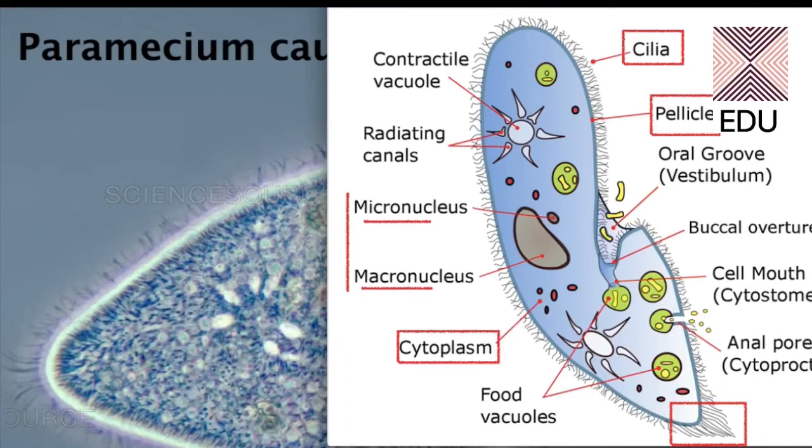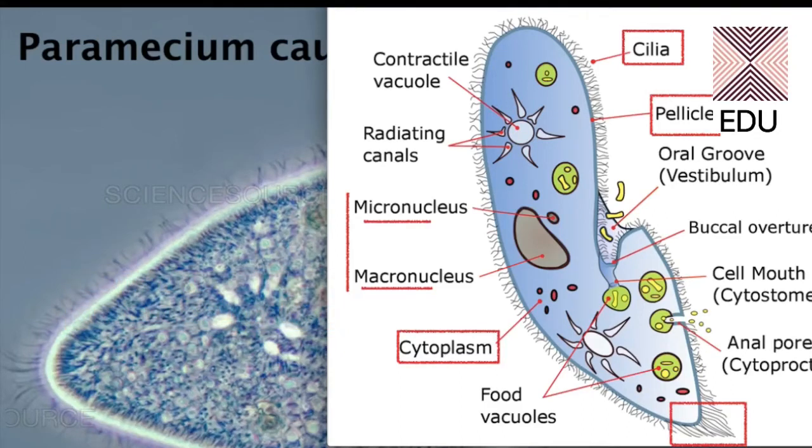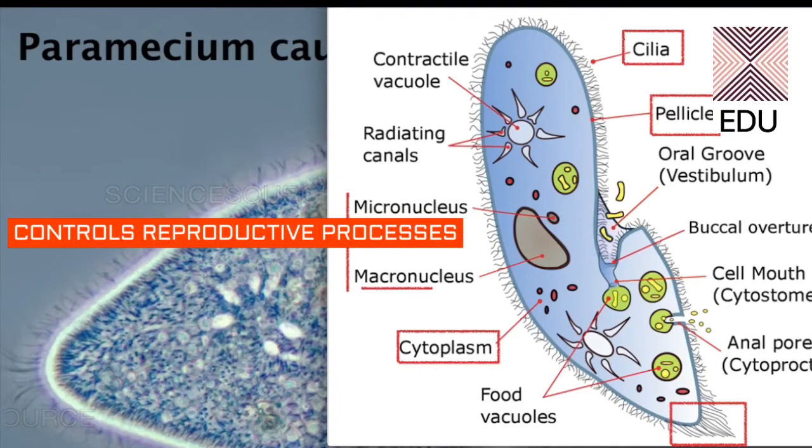Here they perform different functions. All the metabolic functions are performed by the macronucleus. It can be respiration, it can be digestion, it can be any kind of function; that will be performed by the macronucleus. And the micronucleus is only and only controlling the reproduction. So the functions of the two are also different.